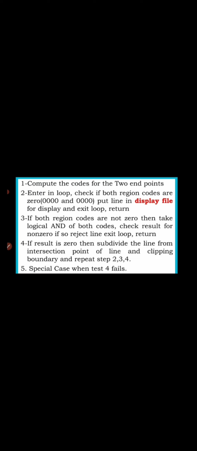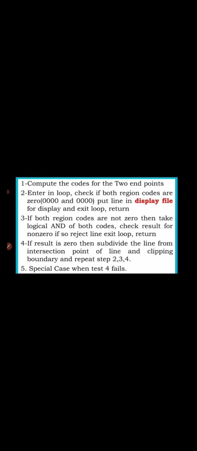So two cases we have seen. The first case is totally inside. The second case is totally outside. Now the next point says, if the result is 0, then subdivide the line at the intersection point of the line and the clipping boundary, and repeat steps 2, 3 and 4. So what do you have to do? We have to check the cases where the line sometimes starts at the left edge and ends at the right edge, sometimes starts from the top and ends in the right. All the possibilities are there.